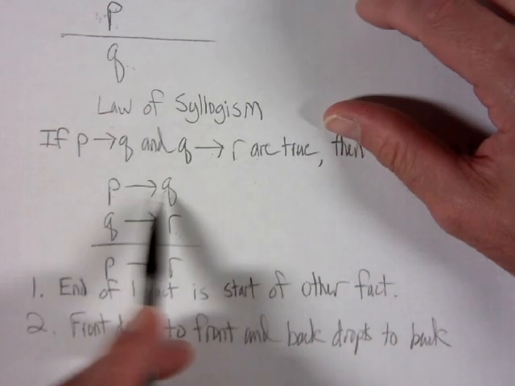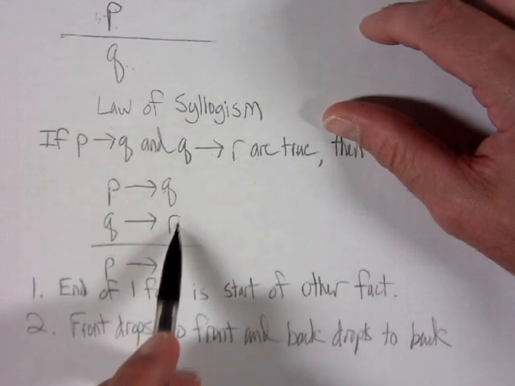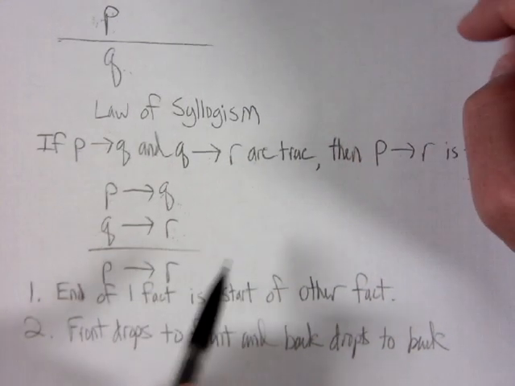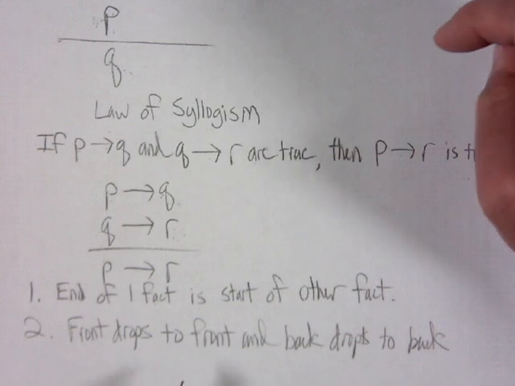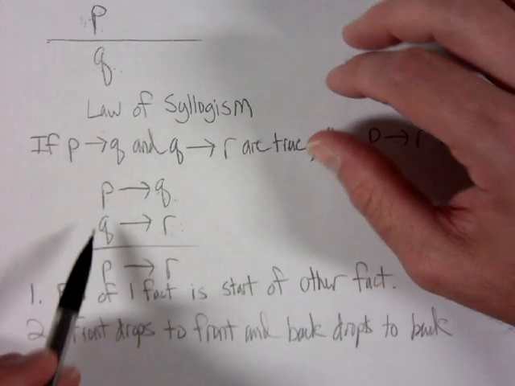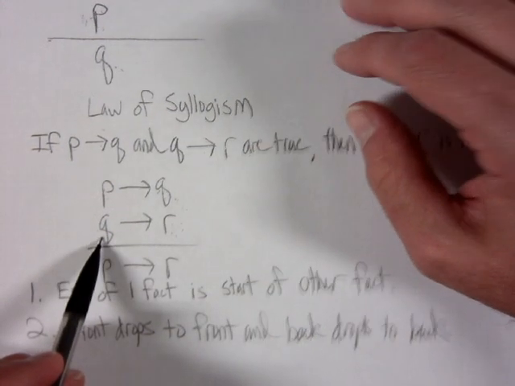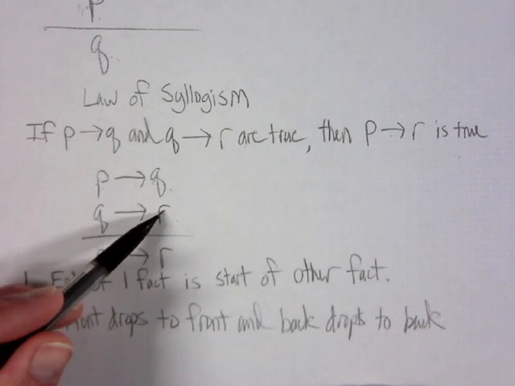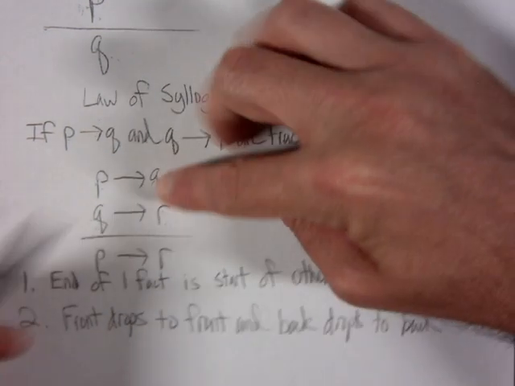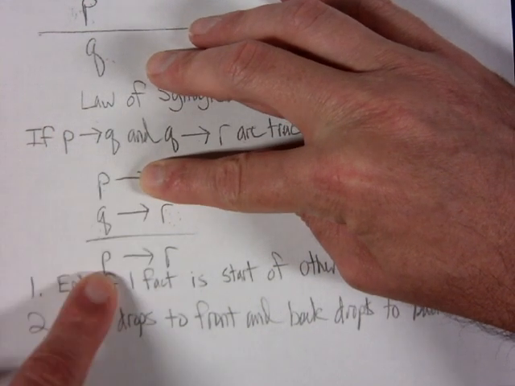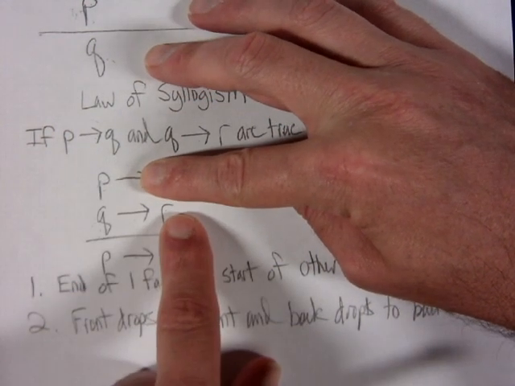So it doesn't matter which statement is presented first. Both of them are true regardless of the order that they're presented in. So keep that in mind. Again, the end of the first fact is the beginning of the other. And number two, the front drops to the front, the back drops to the back. So once you take out the connecting piece, whatever's left in the front drops to the front, whatever's left in the back drops to the back.